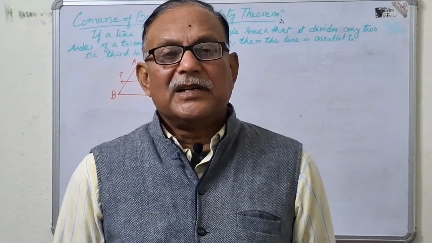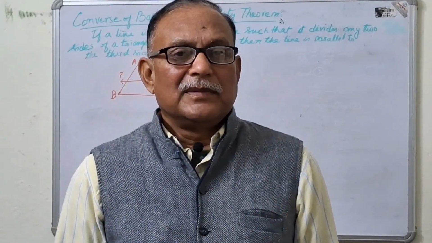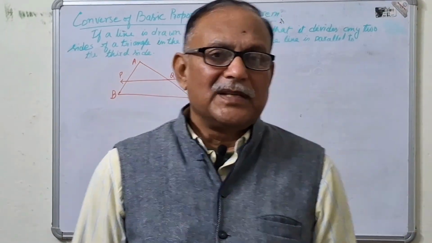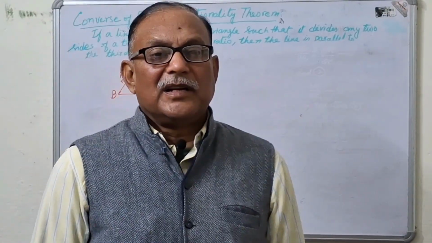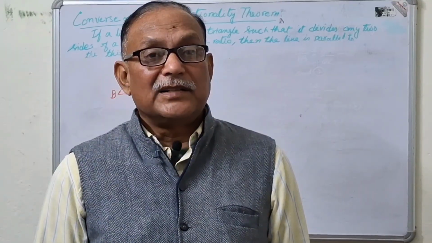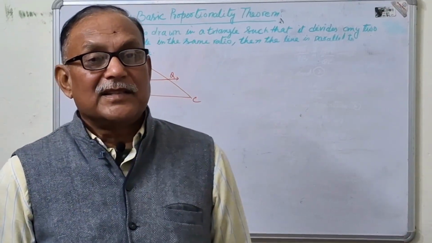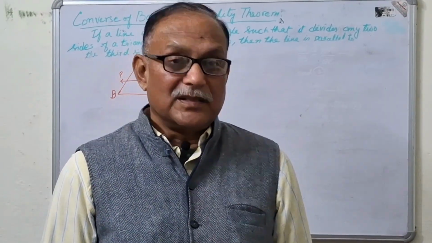The topic that we will discuss today is the Converse of the Basic Proportionality Theorem. The statement of the theorem is, if a line is drawn in a triangle such that it divides the other two sides of the triangle in the same ratio, then the line segment must be parallel to the third side.